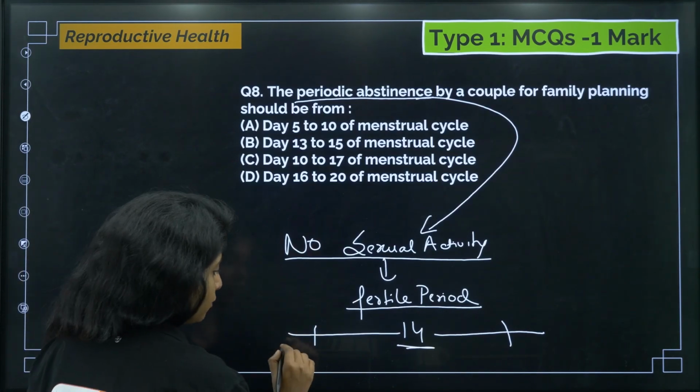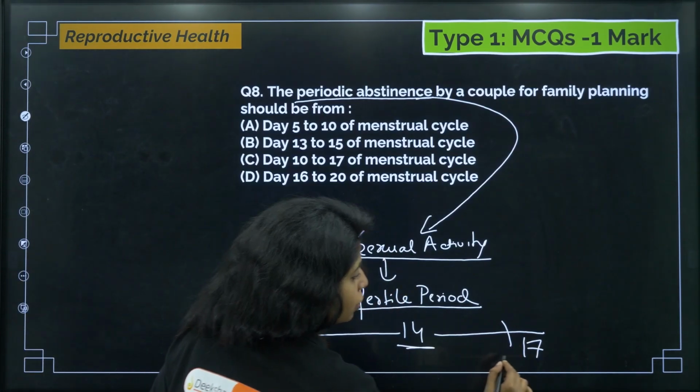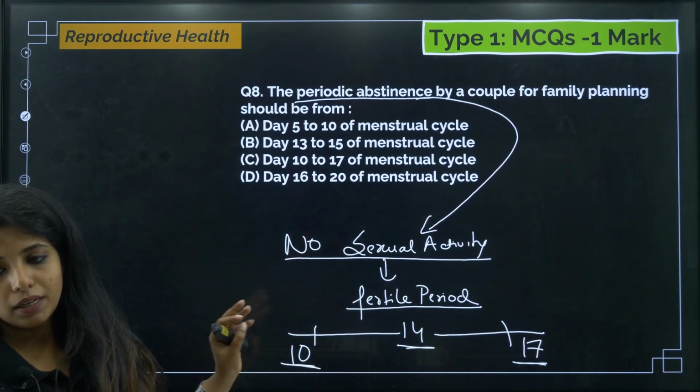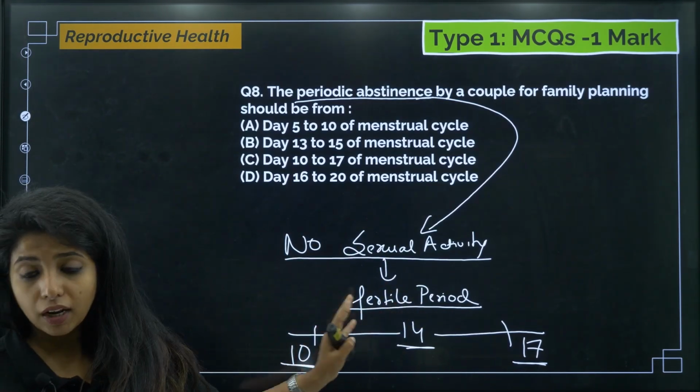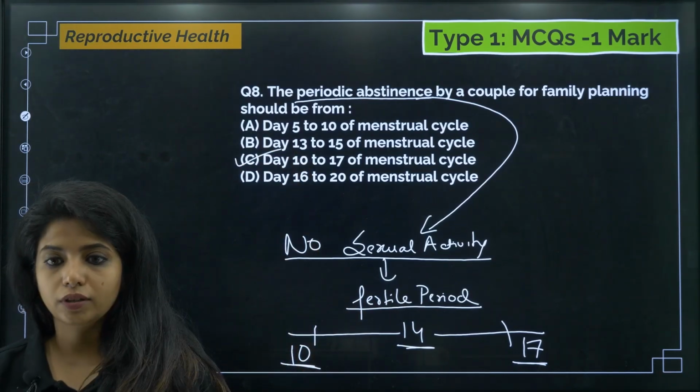So what is the safest zone? You say 10 to 17 days. Sexual activity should not be done from 10 to 17 days of the menstrual cycle, such that you can be safe. So this is the fertile period. This is known as periodic abstinence, and this is the answer, my dear children.